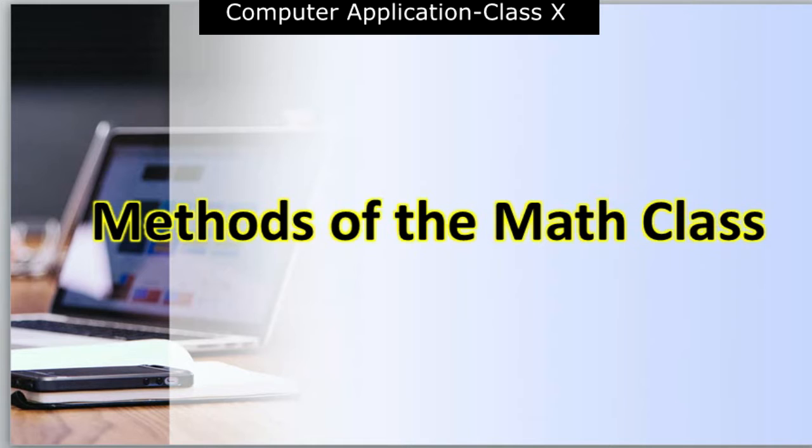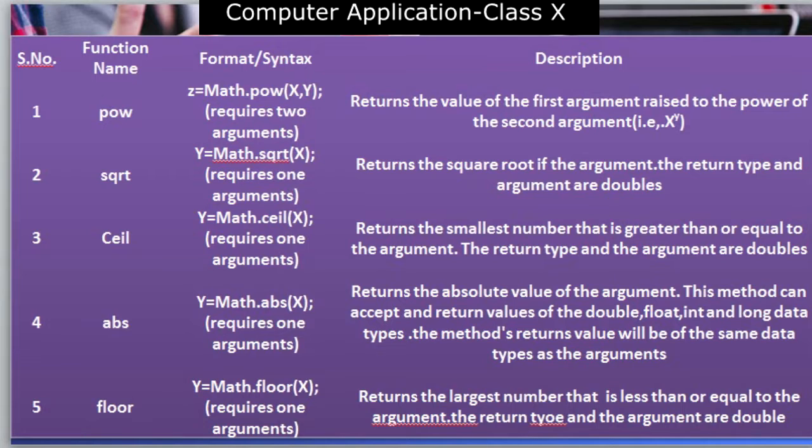Let us move to the table now. In this table you can see function name, format or syntax, and description. Let us start one by one. The first function name is pow. The format goes like this: z = Math.pow(x, y). Here you require two arguments. It returns the value of the first argument raised to the power of the second argument, that is x to the power of y.